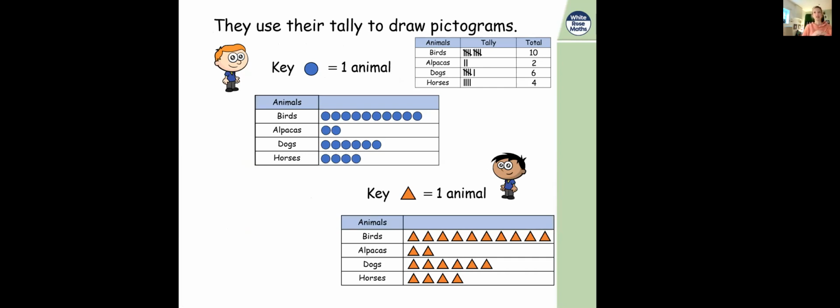Use their tally to draw pictograms. So welcome to the world of pictograms, children. And the tally chart that we've just looked at quite closely is up here in the corner. Can you see it? I'm wiggling my mouse over it, and it's got the animals and the birds and the totals and the tally. So we know the information that's in that tally chart, and we're now going to use that information to make our pictograms.